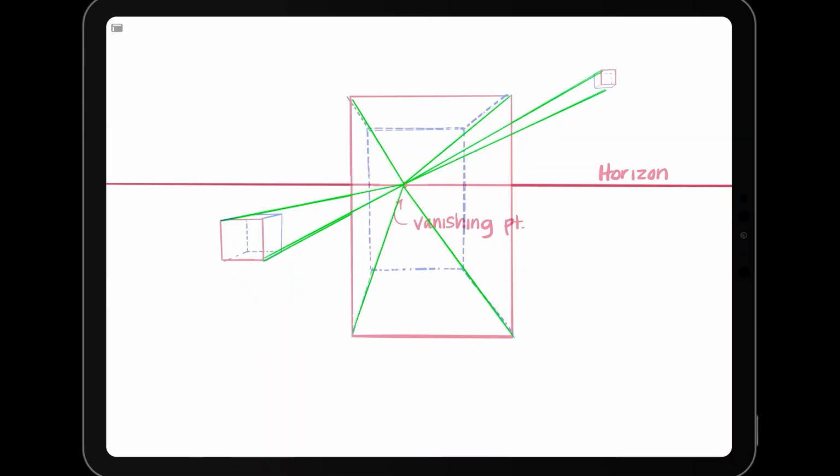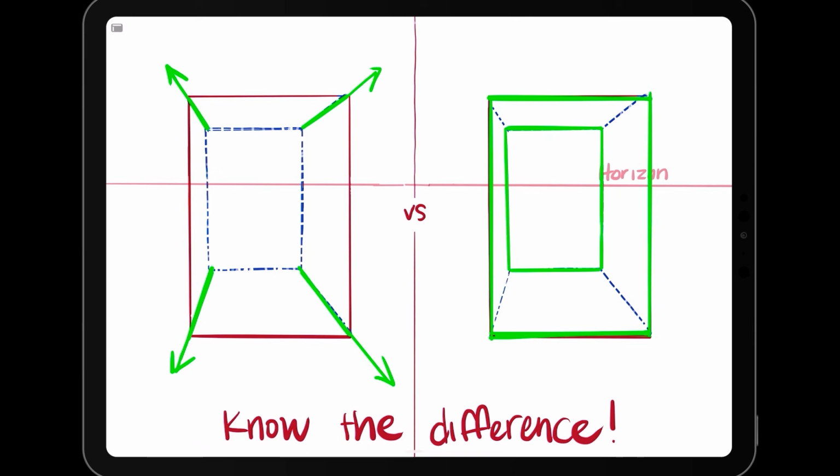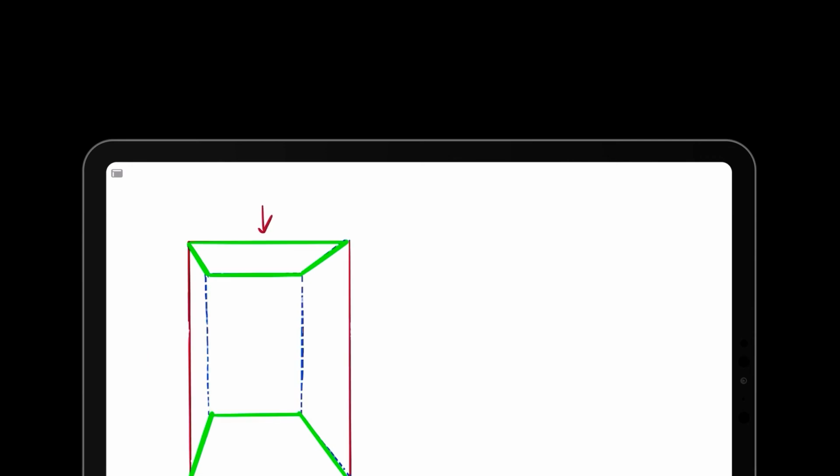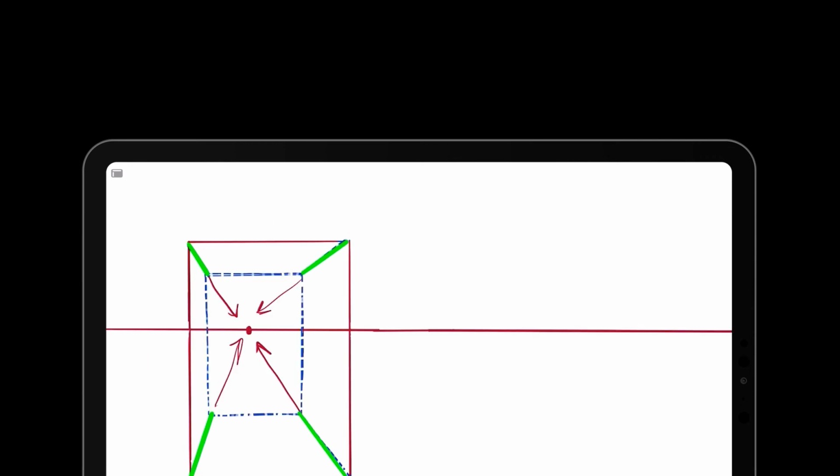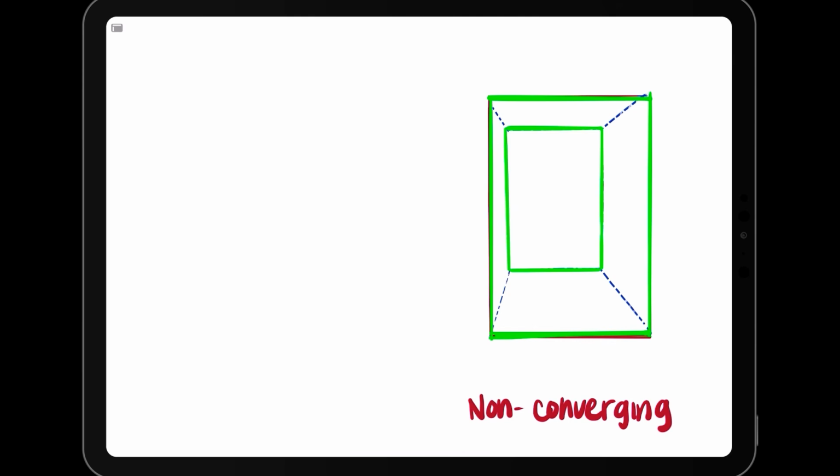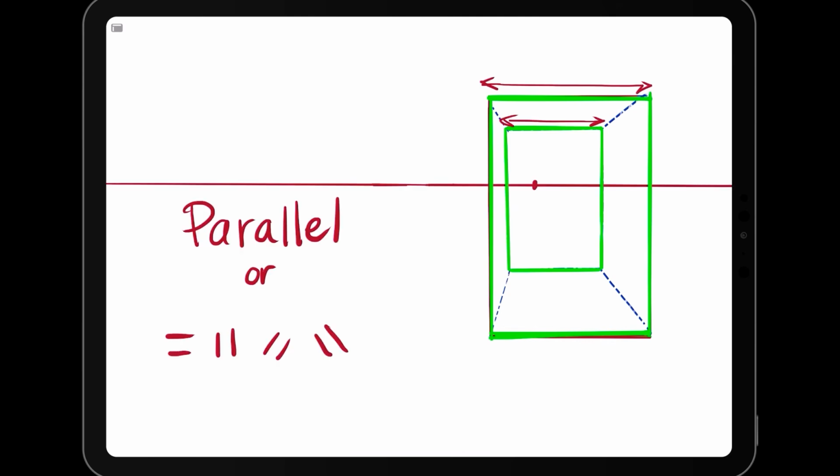To get familiar with perspective, try to draw boxes like this above and below the horizon line. One final tip. Know the difference between converging and non-converging planes. What I mean by this is converging planes always follow the rules of perspective, while planes with parallel and perpendicular lines do not.